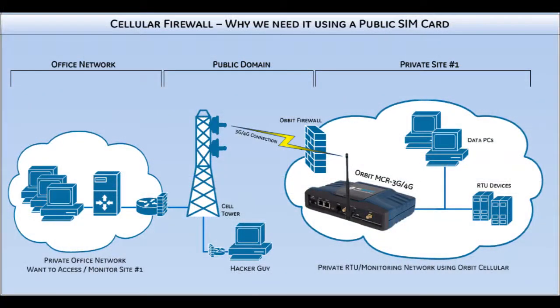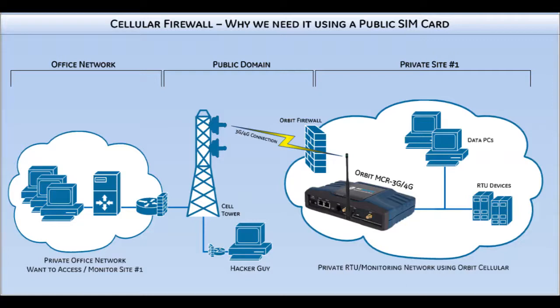One of the primary features inside an ORBIT MCR 3G or 4G is its connectivity to the public cellular network. Since the cellular interface is connected on the public domain, this gives a user access from a remote location. This makes managing devices and polling networks very easy, as the private office on the left can monitor the RTU devices on the right. However, this also allows anyone else on the public domain the ability to communicate with the ORBIT if they obtain the ORBIT cellular IP address.